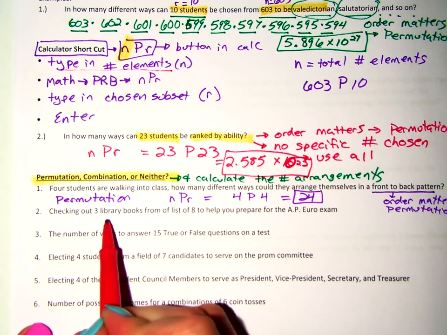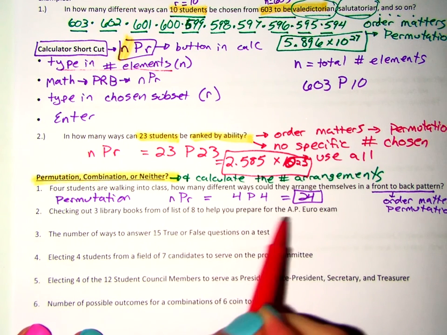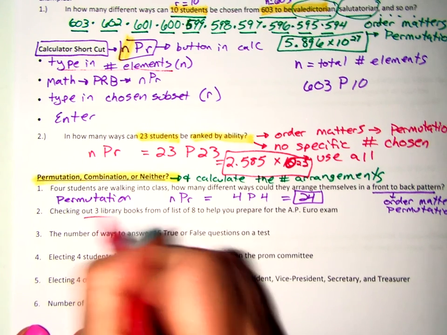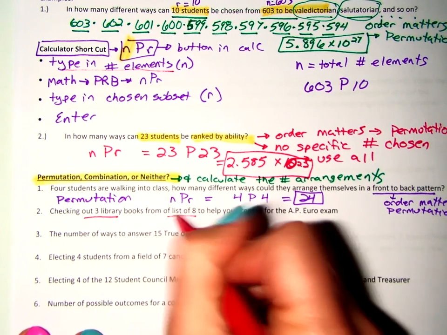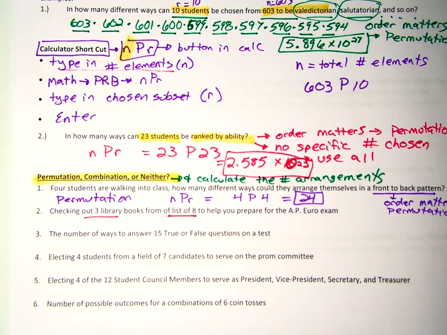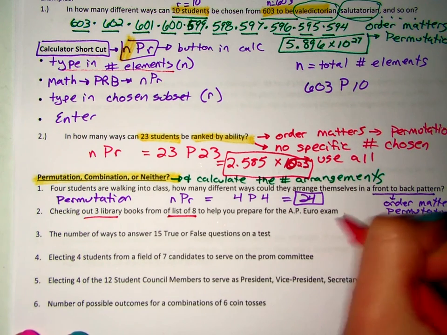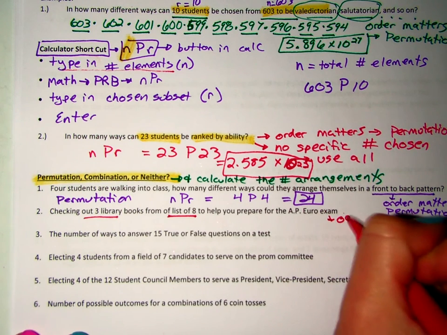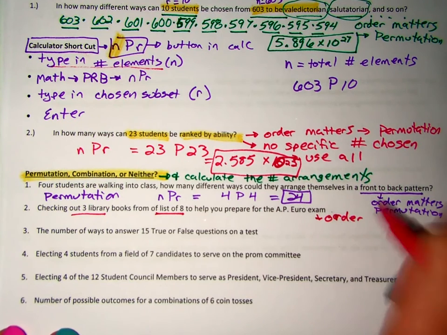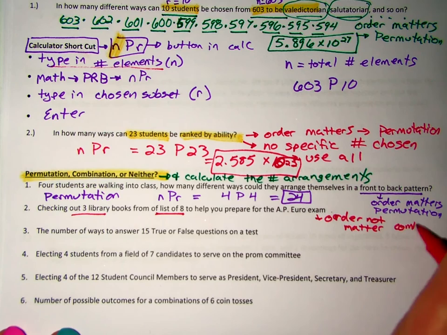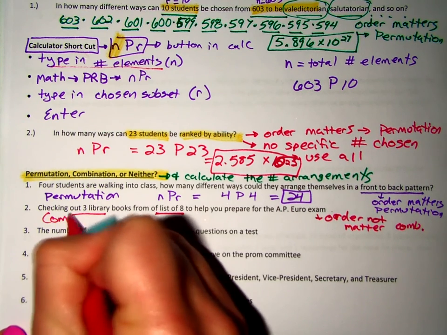So, checking out 3 library books from a list of 8 to help you prepare for the AP Euro exam. If we're looking at this, we're checking out 3 library books from a list of 8. Does it matter which order I check them out in? The answer is no, because no matter which order I check them out in, I'm still going to get those same 3 books. So the order does not matter, which means that this is a combination. So we can say this is a combination.